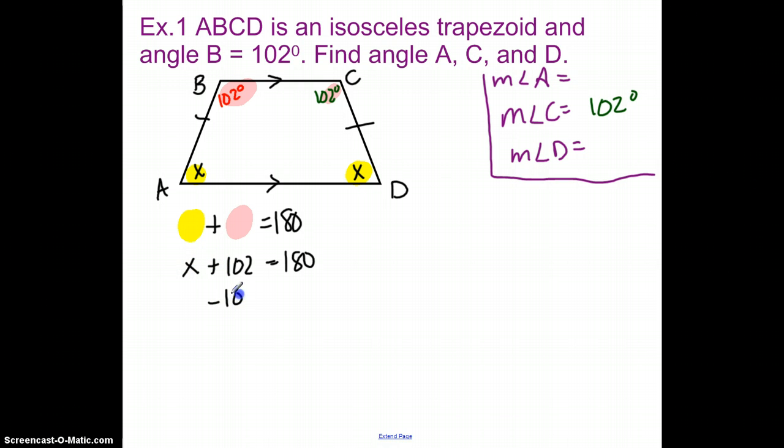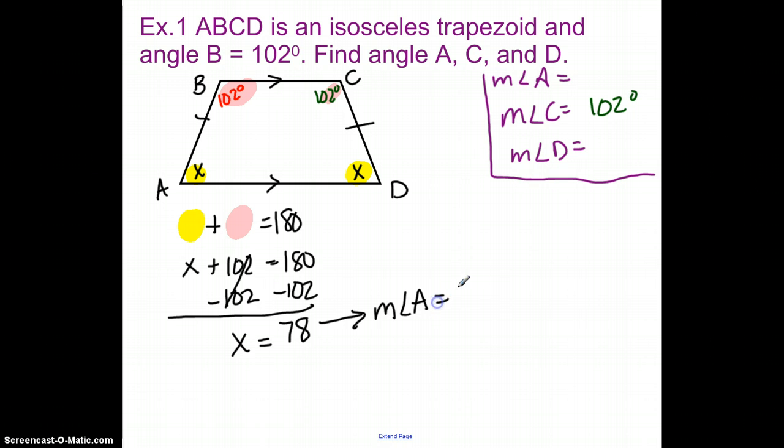So if I subtract 102 from both sides, this would mean that both angle A and angle D, I didn't leave room to write my M for the measure of angle D, are both going to have to be 78 degrees. So up here they're going to be 78.